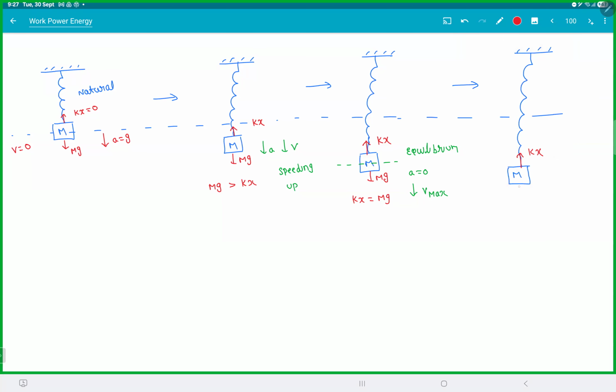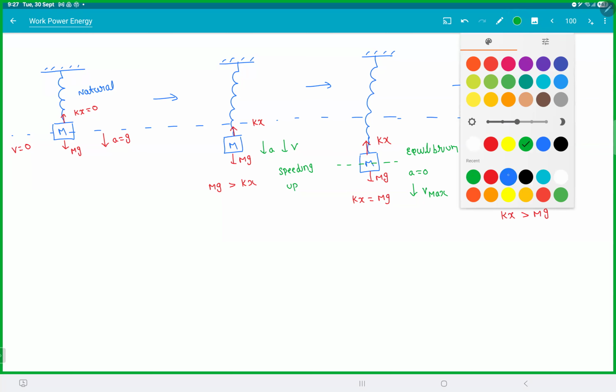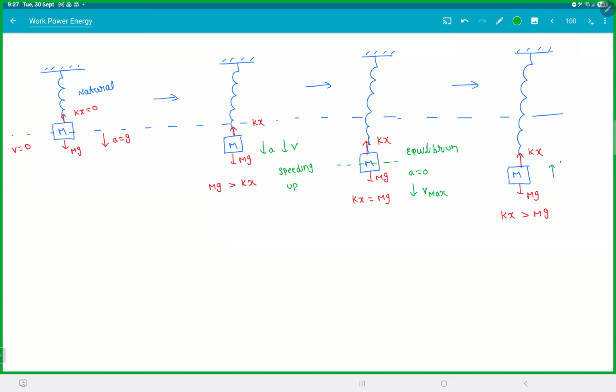This is kx. This is mg. Now the spring force has exceeded mg, because you're stretching more than equilibrium. Now the acceleration will be upward, but your velocity is still downward. You're still going down. You suddenly won't stop. Now the particle is slowing down.